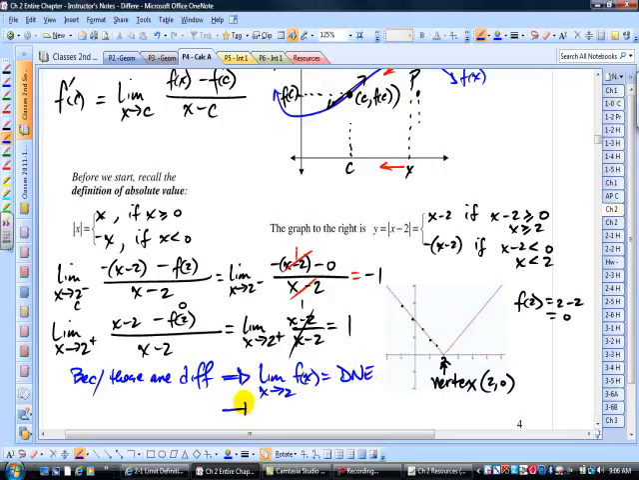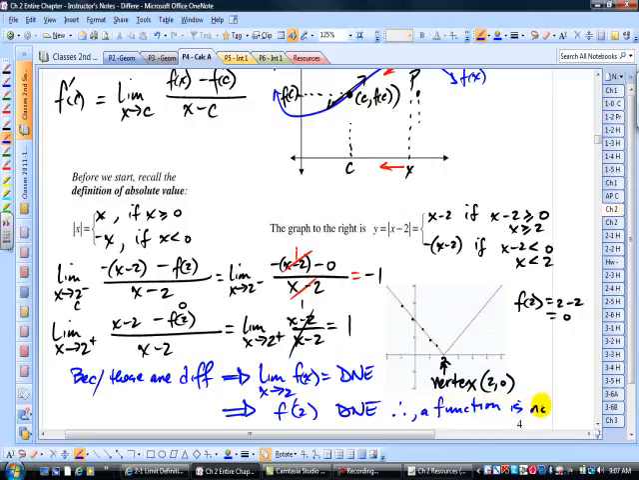And therefore, if the limit doesn't exist, the derivative at that point doesn't exist either. So that also tells me that f prime of 2 does not exist. It's not differentiable at a vertex. So therefore, a function is not differentiable at a sharp turn or a vertex.